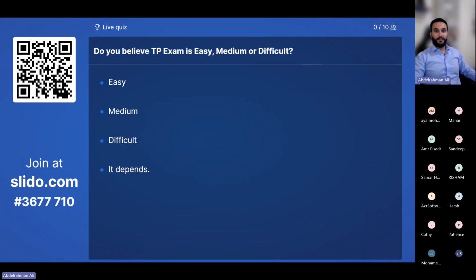One last viewpoint. This is a viewpoint, this is not a question. What do you think? Do you believe that the transfer pricing exam is easy, medium, or difficult? What do you think?